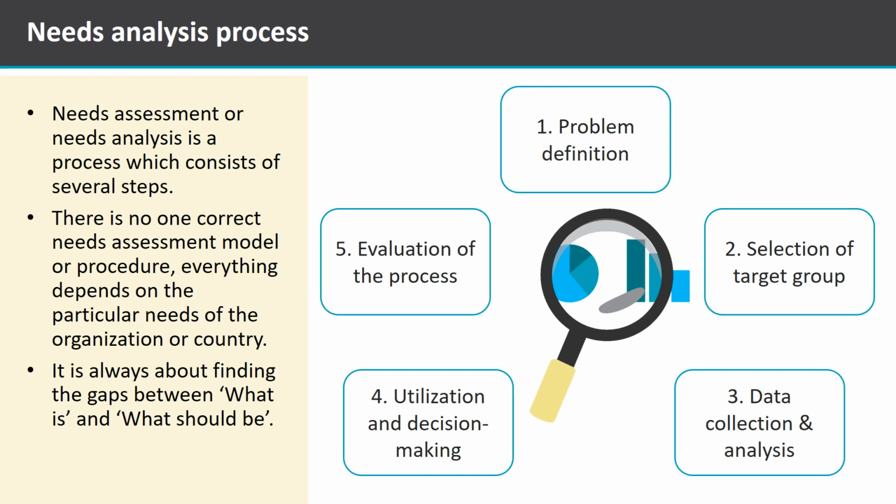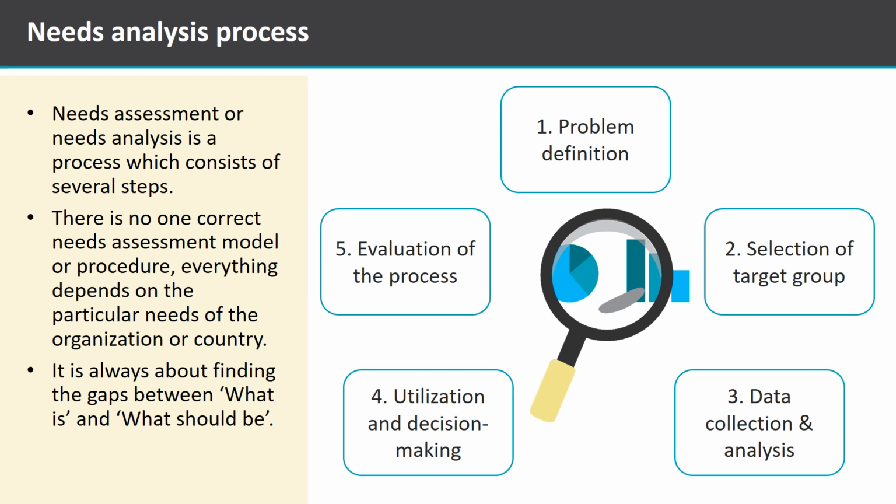The first step is problem definition, defining what the actual problem is. The second is selection of the target group. We will discuss this in more detail in a later stage when we talk in detail about how a sample is selected. The third step is the data collection and analysis. This will be discussed in more detail, but it is important that data is collected in the correct way and then analysed to give the appropriate outcome, because that leads to step 4, which is how is the data utilised for decision making. Step 5 is the evaluation of the process.